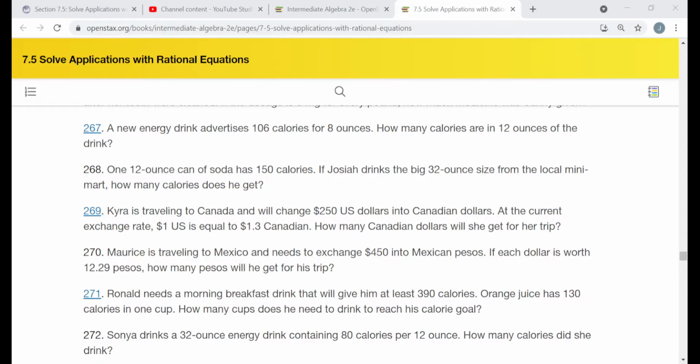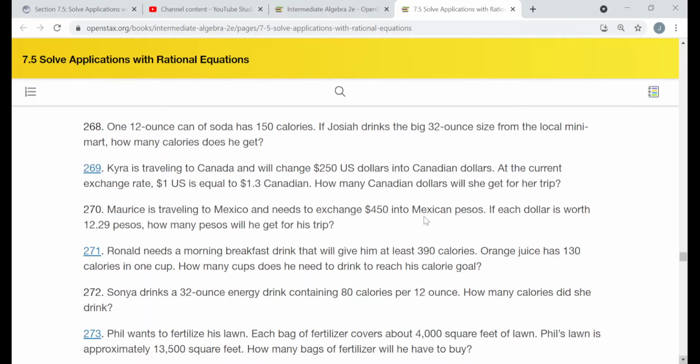Alright, that would be exercise 268. And it looks pretty similar to 267. One 12-ounce can of soda has 150 calories. So there's, ounces per calories, or calories per ounce if you want to do it the other way around. If Josiah drinks the big 32-ounce size from the local mini-mart, how many calories did he drink, or does he get?